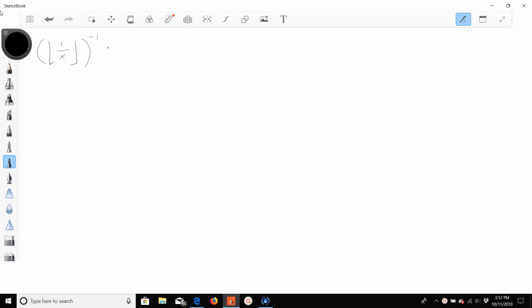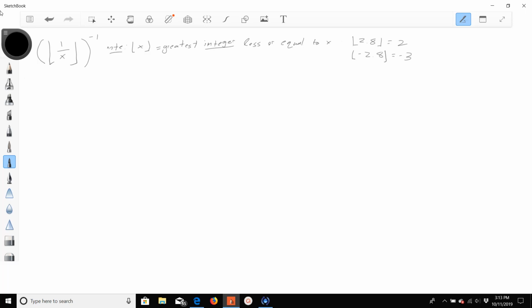And maybe as a note on the side, the floor of x, if you aren't familiar with that, is the greatest integer, and that's important, integer less than or equal to x. So, for example, the floor of 2.8 is 2, or the floor of negative 2.8 is negative 3.